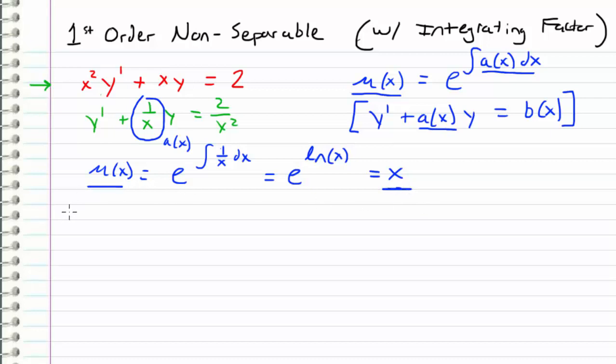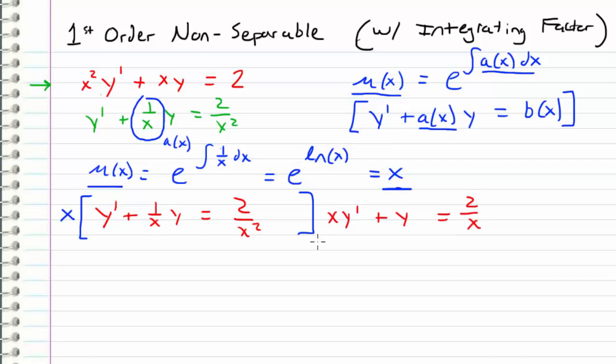So now what we want to do is multiply through our entire differential equation by our integrating factor, x. So we have x times y prime plus 1 over x y equals 2 over x squared. And when we multiply through both sides by x, what we get is the differential equation x times y prime plus y is equal to 2 over x. So now we can integrate both of these sides right here with respect to x.